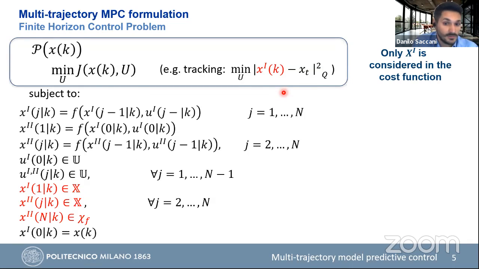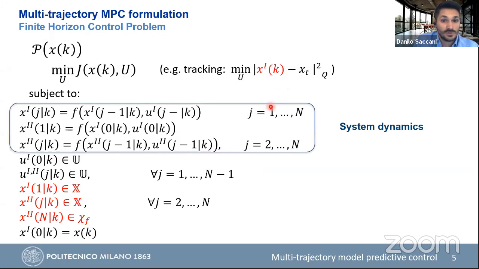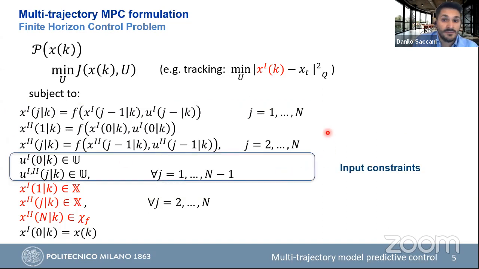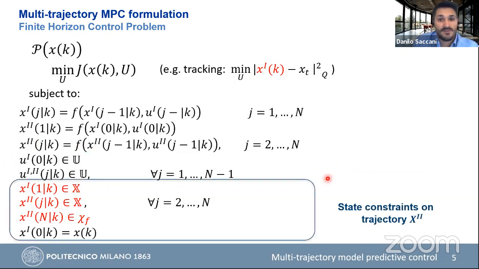Let's move now to the problem constraints. So first of all, we impose the dynamics of the system to the two trajectories. Then we have the input constraints. So we have that all the control actions used are subject to input constraints. And finally, we have the state constraints. In this case, we force only the second trajectory, so the trajectory capital X second, to belong to the feasible set. And as usual in MPC, we force the terminal state of the second trajectory to belong to a terminal set.